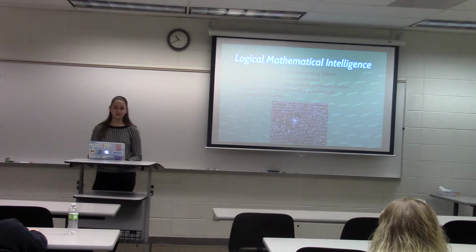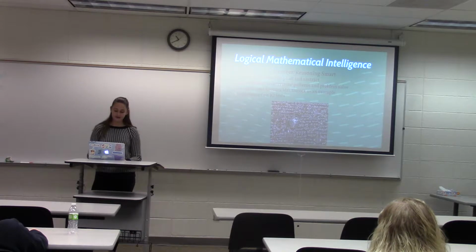The first type of intelligence that he proposed was logical mathematical. People with high logical mathematical intelligence are able to think in conceptual and abstract ways, and are good at things like problem solving and determining patterns pretty quickly.